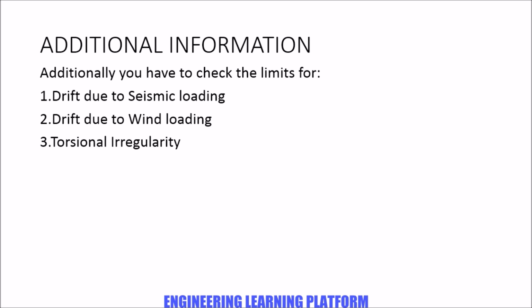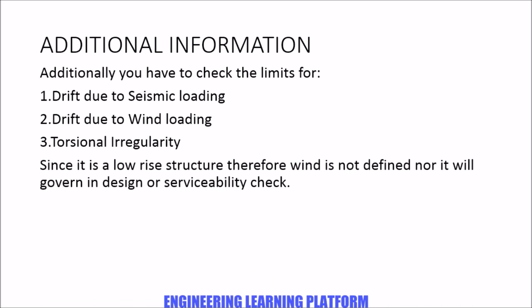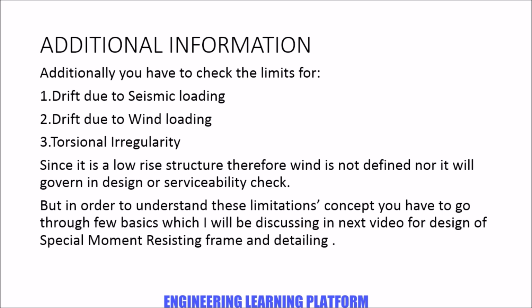Additionally, if the structure was high rise or other, you have to check limits for drift due to seismic loading, drift due to wind loading if the structure was high rise, and torsional irregularity in order to finalize the column sections. Since it was a low rise structure, wind is not defined or it will not govern in design. But in order to understand these limitations, you have to go through the basics, which I will be discussing in the next video for design of special moment resisting frame.